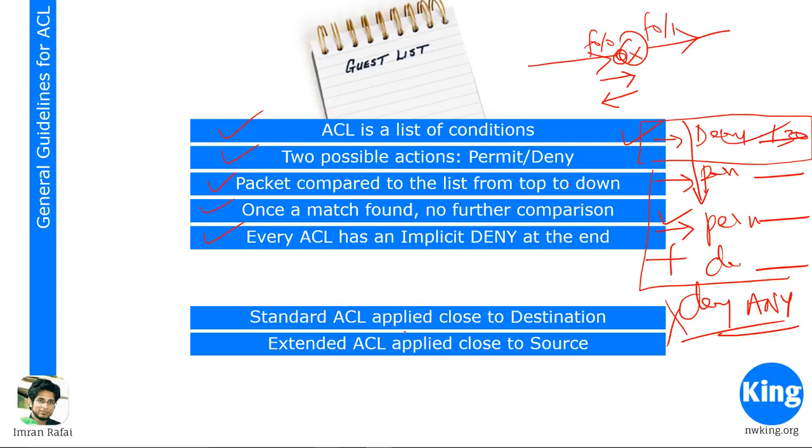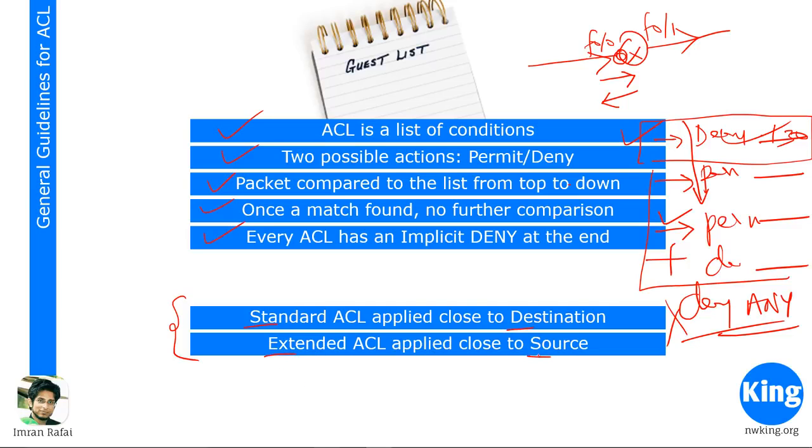Now, this is a general rule. If it is a standard ACL, apply it as close as possible to the destination. If it is an extended ACL, apply it as close as possible to the source, right? An easy way to remember that is these statements: standard, destination, and extended, source.